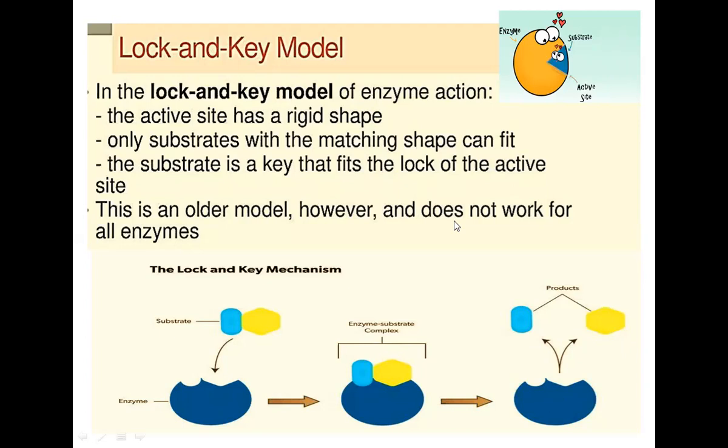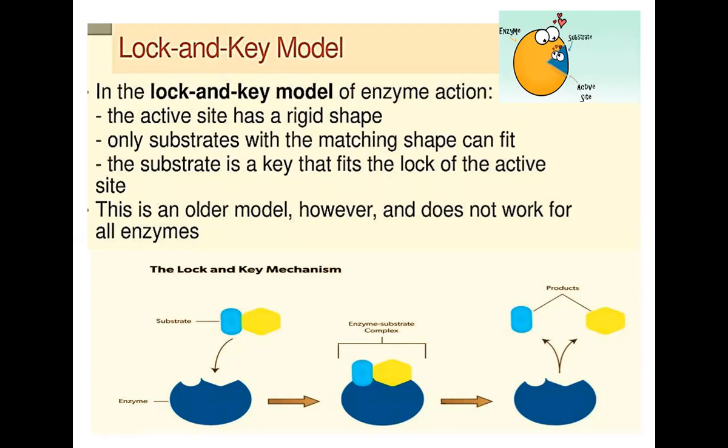So the active site is a rigid shape, and only a substrate with the matching shape will fit into the active site, that substrate will come and bind. So the substrate is a key and it will fit the lock of the active site. So this is a very older model. Along with that, this model does not give any scope for the flexible nature of the enzyme. So this is the main drawback of that model. This model will not give any type of flexibility of the enzyme.